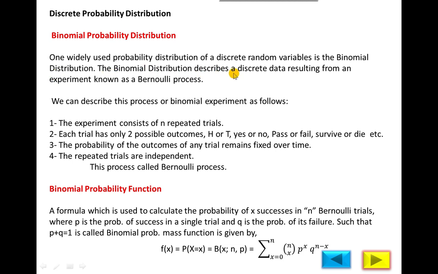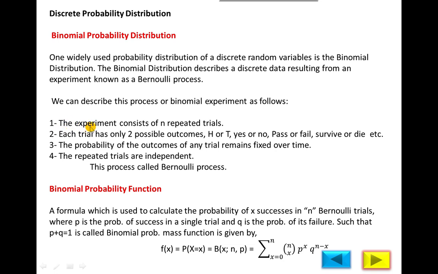The binomial distribution describes discrete data, the outcome will be discrete, resulting from an experiment known as a Bernoulli process. Binomial theorem you have done in mathematics. Binomial theorem and binomial probability distribution both are the same, and Bernoulli is the name of the mathematician. You have used this name in the binomial theorem in mathematics. We can describe this process, or binomial experiment, as follows. These are the characteristics of the binomial probability distribution.